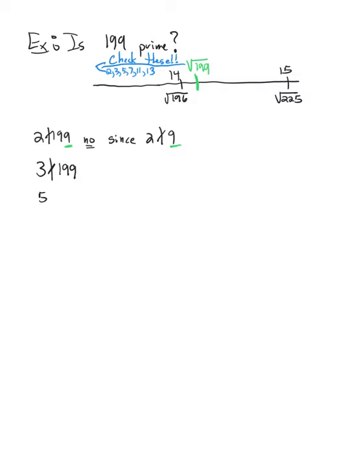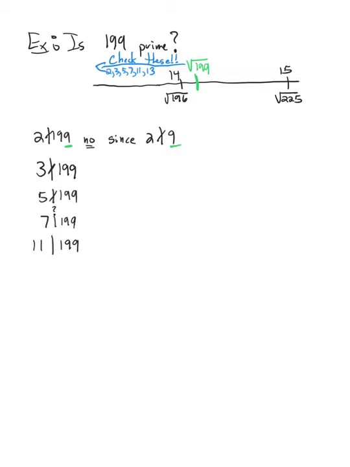We need to check 5. Is 5 a factor of 199? Of course it isn't. The last digit isn't a 0 or 5. Is 7 a factor of 199? I'm going to leave that for a second, because we don't have a nice test, so we're going to have to do some long division. But we have another test for 11, so we might as well do that one first. Is 11 a factor of 199?